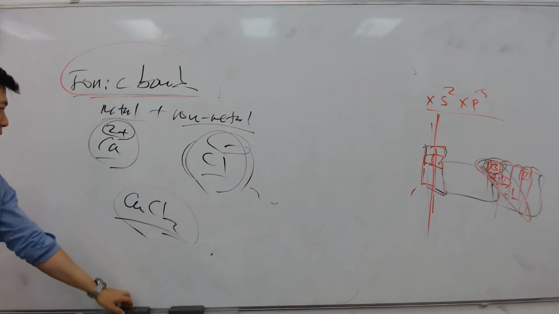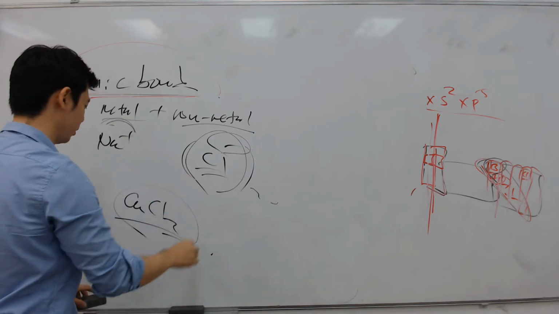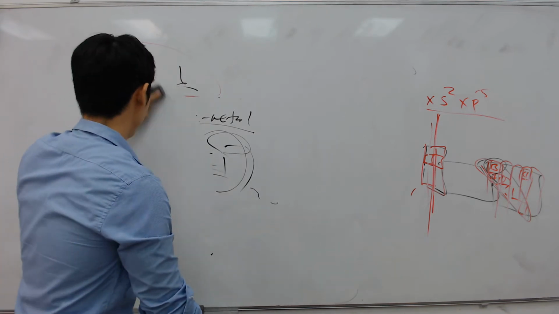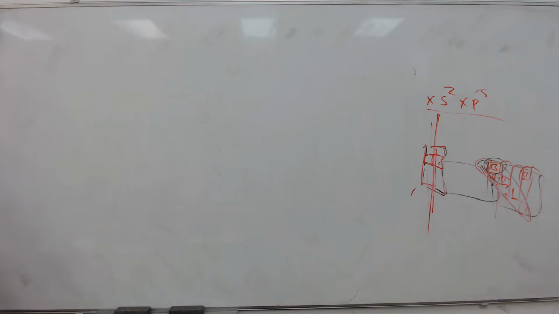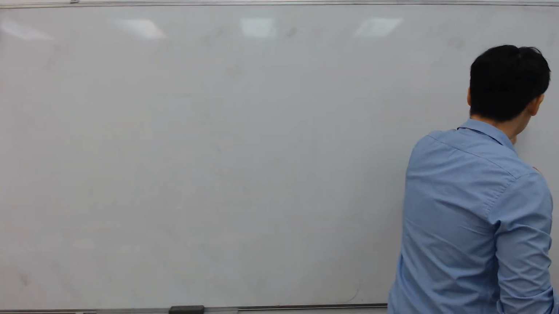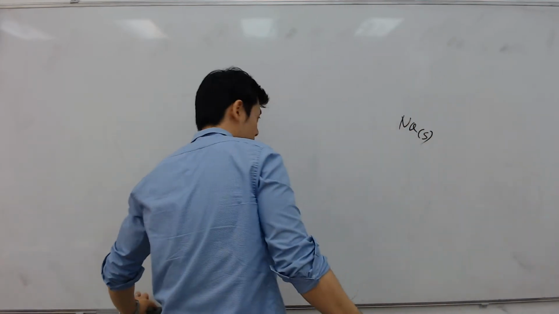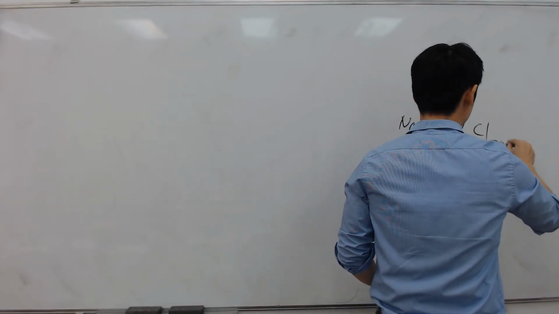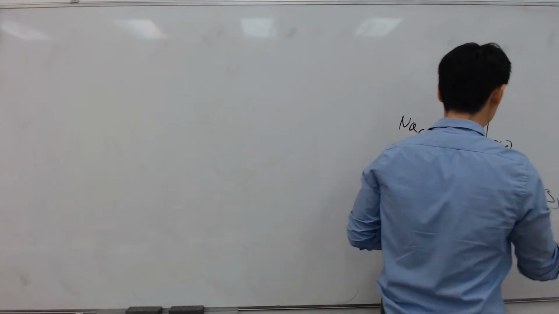I'm not going to use calcium, I'll use sodium. Sodium and Cl, sodium chloride. So let me do the steps here. To explain this, I'm going to write the equation first. The equation is sodium solid plus half of Cl2 gas turning into NaCl solid. That's the equation right now.